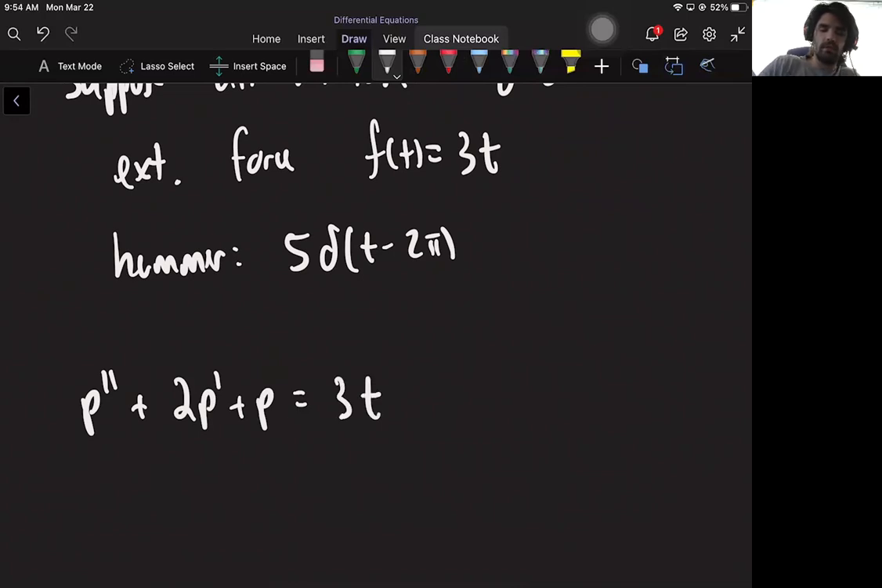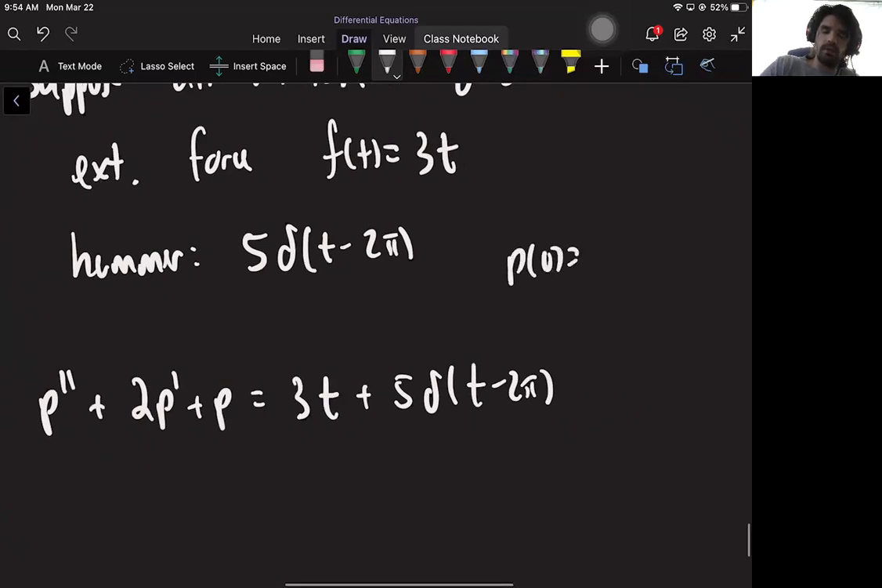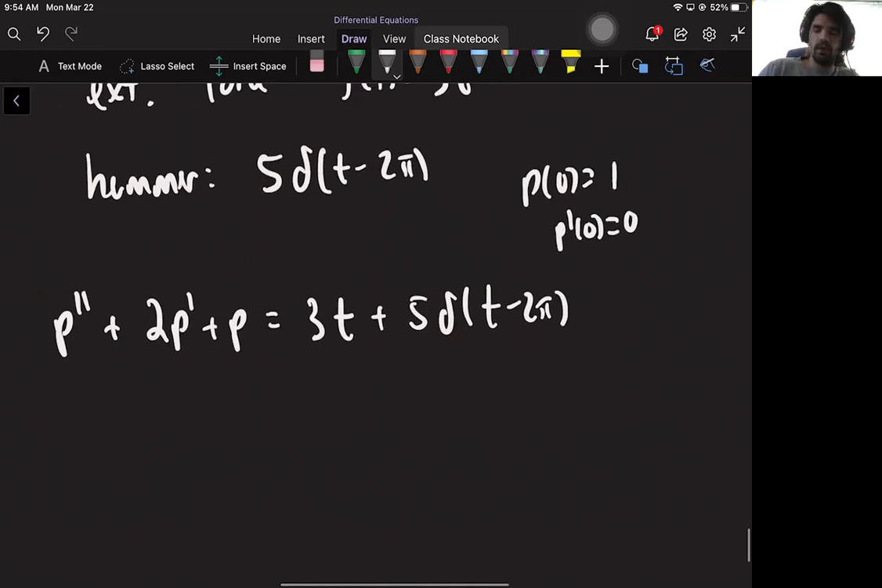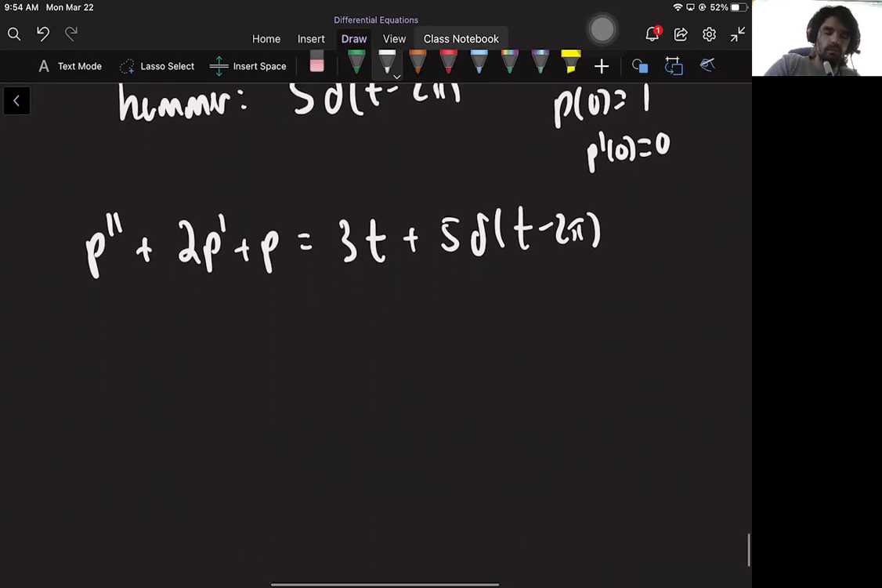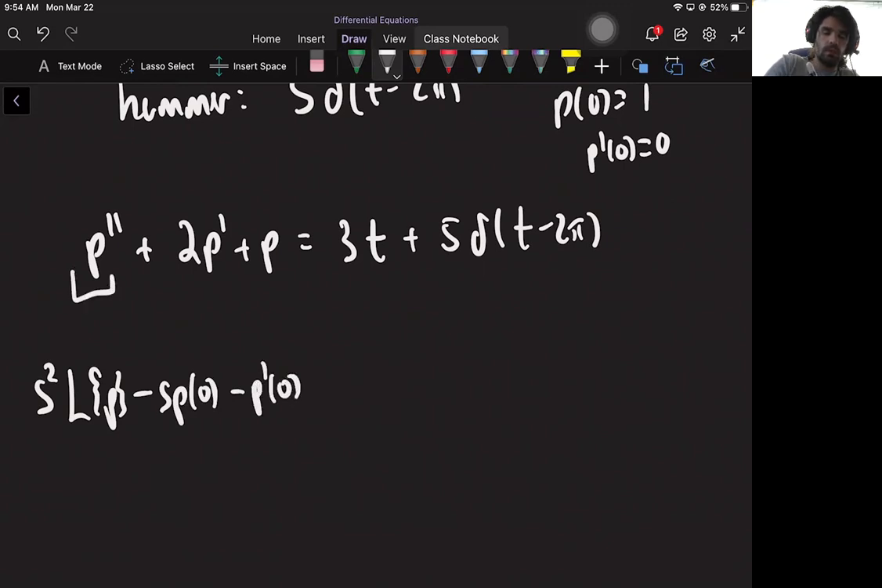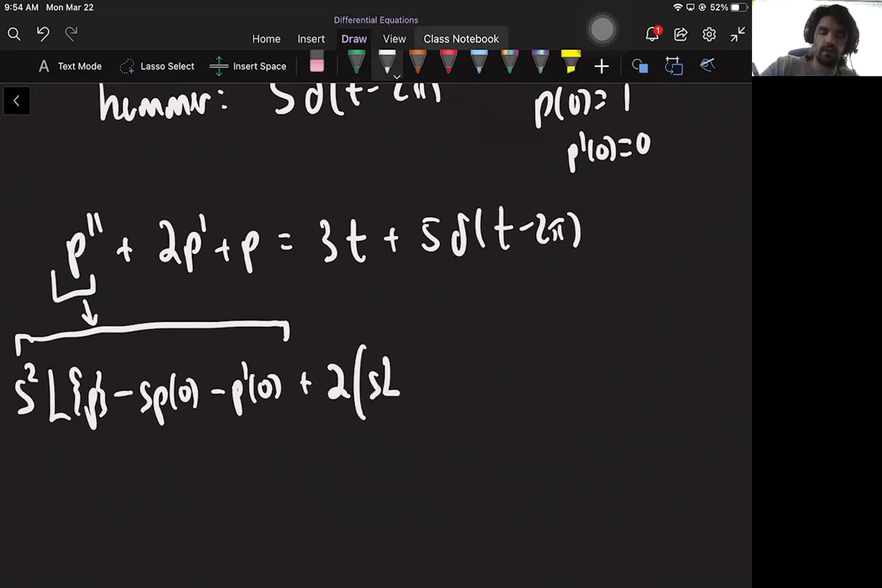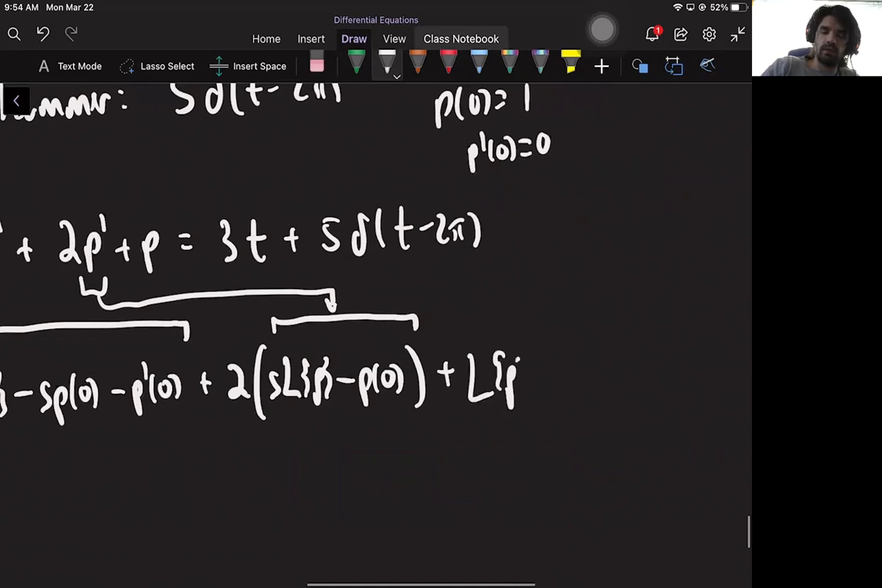The external force is 3t. So what's really going to change is it's just going to get more complicated, but it's still going to be everything like the same. I'm not changing the initial conditions either. So let's do that too. Okay, so now when I Laplace transform, this first stuff will be exactly the same. But now I also have this other term, which I'm Laplace transforming. So it becomes 2 times s times the Laplace transform of p, minus p of 0. That's what the Laplace transform of p prime is. And then the Laplace transform of p is just the last term.